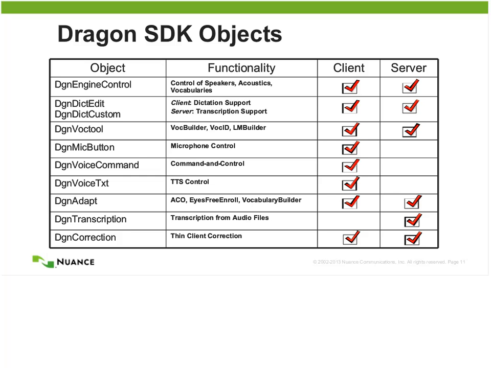Then we have the DGN Adapt object, which allows access to the different functionalities, such as optimization, enrollment, and vocabulary builder. That's available on both the client and the server. Then we have the DGN transcription, which is the high-level transcription from audio files interface. That's only available on the server. And then we have the DGN correction object, which provides a thin client correction mechanism, and that's available on both client and server.